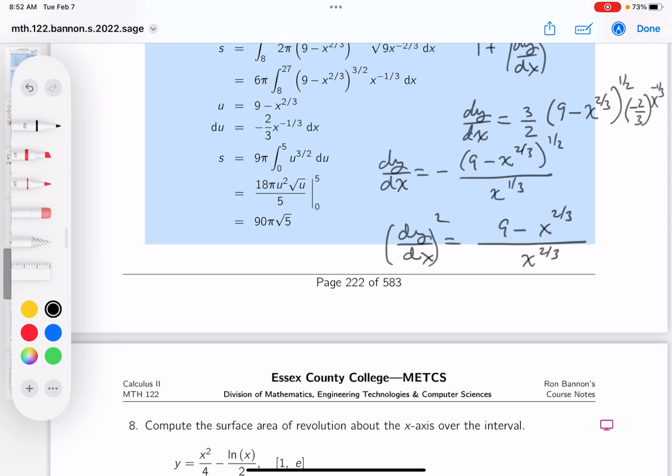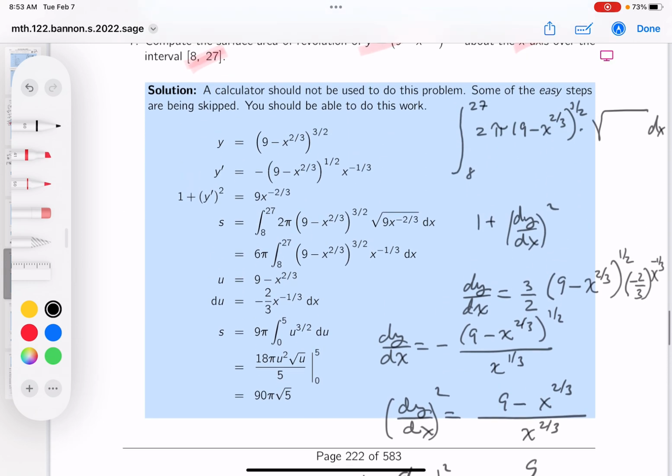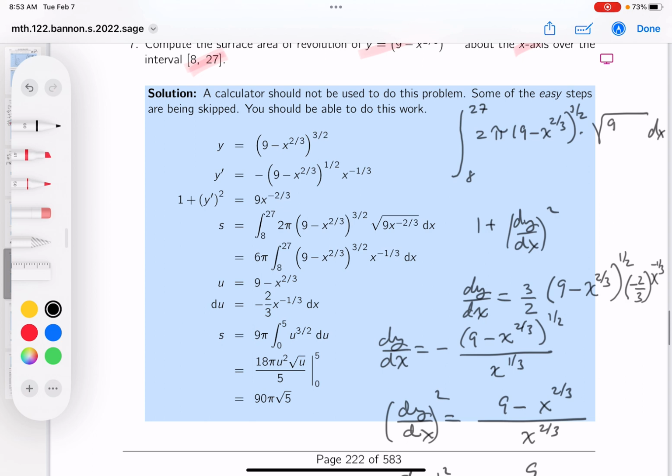All right? So what I'm going to do is add 1 to that now. So 1 plus (dy/dx) squared is equal to, well, that looks pretty convenient, doesn't it? If you add 1 to that, it's like x^(2/3) over x^(2/3). You would get 9 over x^(2/3). And that worked out pretty nicely, by the way. So I'm going to go back up here and write that down for you. So it's going to be 9, and then you get x^(2/3) here.